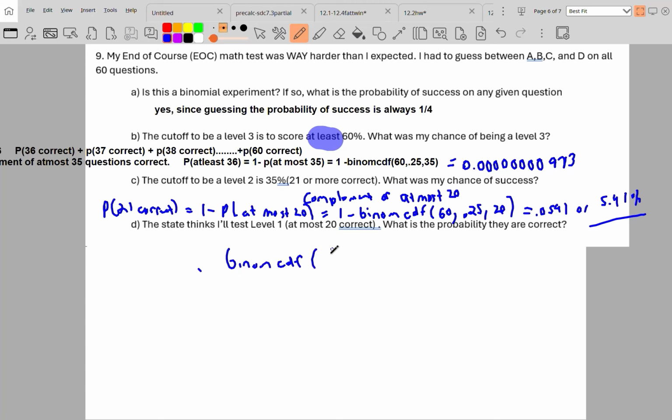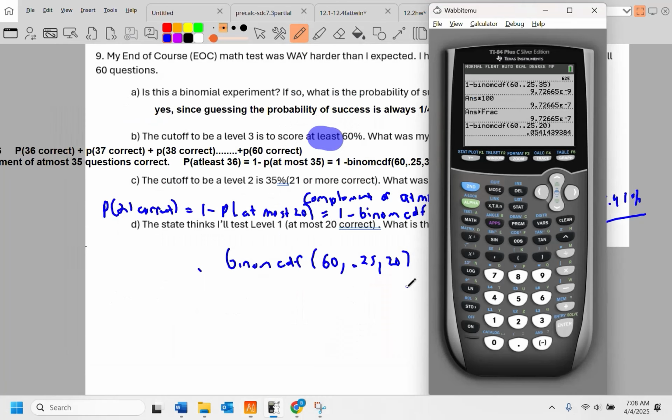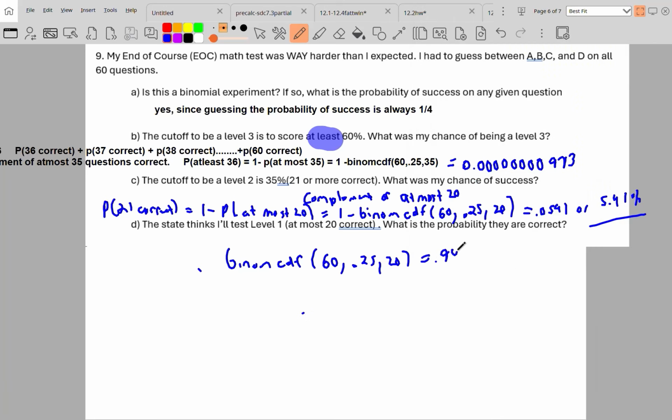CDF, 60, 0.25, 20. And it's going to be up there. You can more or less guess your way into level 1, which is why it's called level 1. It's as low as you can go. But some kids do really, really bad. Like if there was a level 0, that's what they'd be. Let's see, let's pull that up. Move my little cursor forward and delete some stuff. Delete, delete. Should be around 94%. 0.9459, or 94.59%.